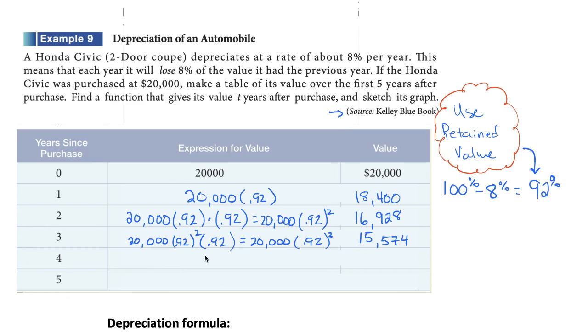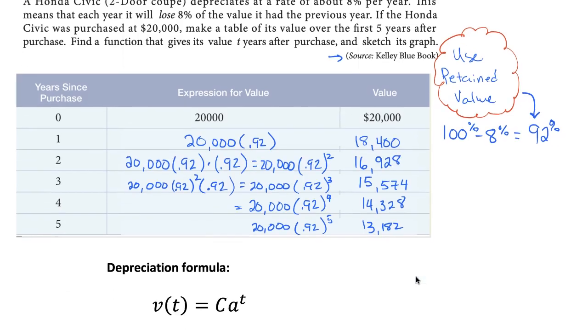Okay, so I'm not going to do this the long way anymore, but basically you can fill those in the long way if you would like. For the sake of time, I'm going to say to the fourth, and you get 14,328, and 20,000 times 0.92 to the fifth year is 13,182. So it's a little shocking. It starts at 20,000. After 5 years, it's only worth 13,000. So depreciation is an important thing you need to consider when you're buying a vehicle.